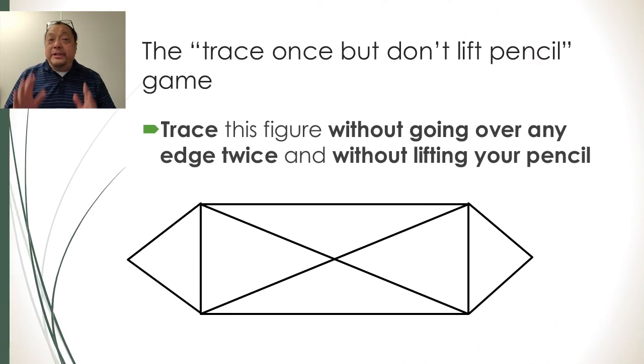Now let's talk about Eulerian graphs. It involves this game. I don't know how many of you have played this game, but when I was in elementary school, we'd play this game where one of us would draw a figure and challenge the other to trace it, but number one, without going over any edge twice, and number two, without lifting our pencil. For example, I could be giving my friend this figure, and I challenge my friend to trace it without going over any edge twice and without lifting the pencil. Go ahead and try that. Come back when you're done.